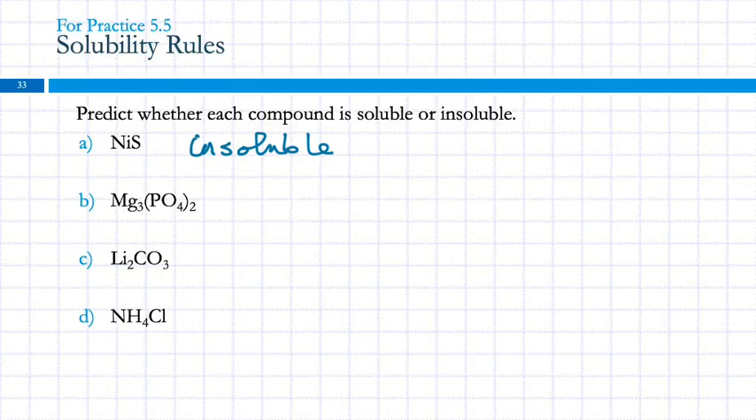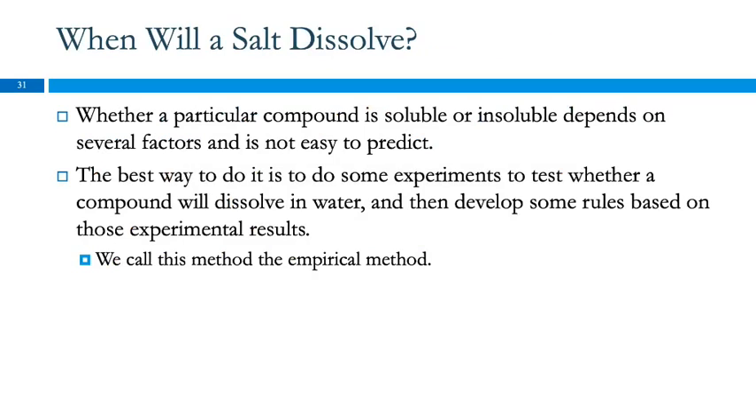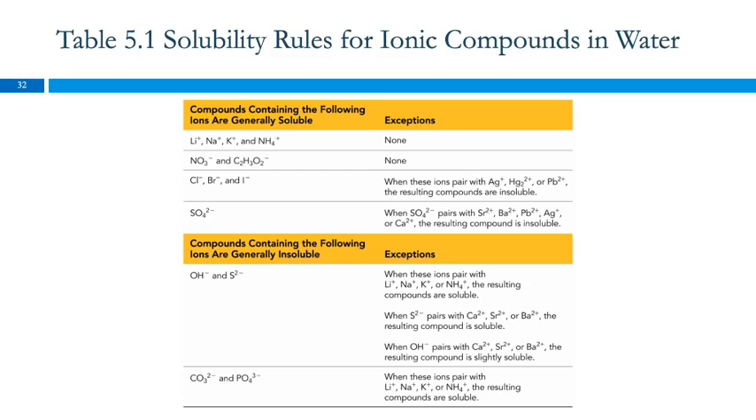How about magnesium phosphate? Insoluble. So magnesium doesn't show up there anywhere. It's not an exception. It's not one of the always soluble things. Phosphate is in the bottom. It's insoluble. So again, let's look at the table. Down there at the bottom, we've got phosphate. And the only time phosphate is soluble is with lithium, sodium, potassium, or ammonium, which we don't have. So insoluble.